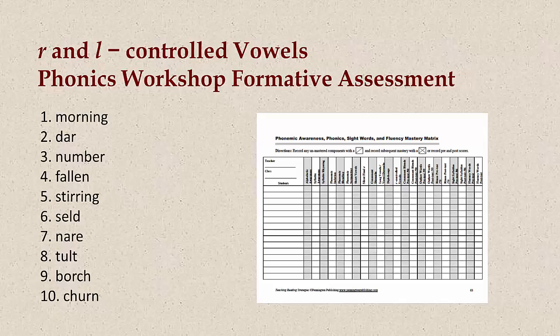Have the students read 10 words, which test the R and L controlled vowels. Mark errors with an X in the space provided, only if the specific phonics skill is mispronounced. In other words, don't mark it wrong if the student mispronounces part of the word that you are not assessing.